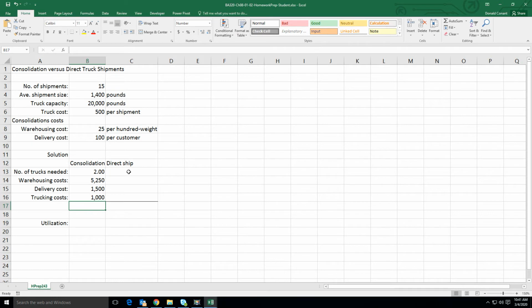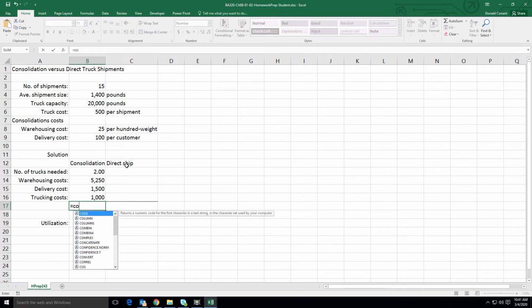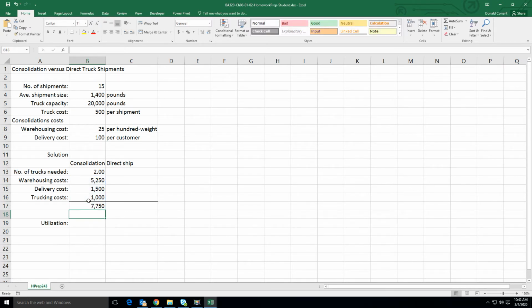Okay. Now I'll go ahead and calculate my total for the consolidation. I'll just do the sum. Careful not to include the 2 trucks in this. I'm looking at $7,750 for consolidation. Now if I come up here to determine if the average shipping size will fit into my truck. Right now it will, but what if I add 25,000 for the average shipping? Then I need 2 trucks for every shipment.